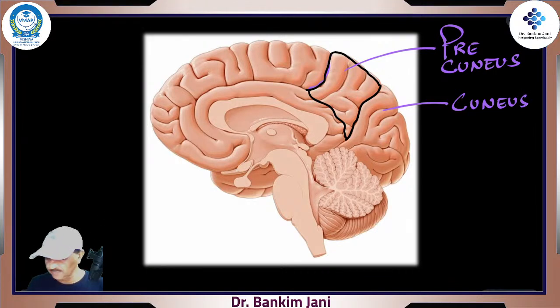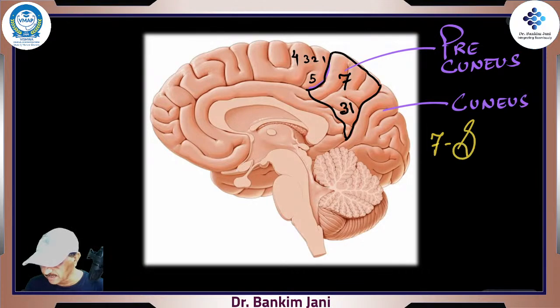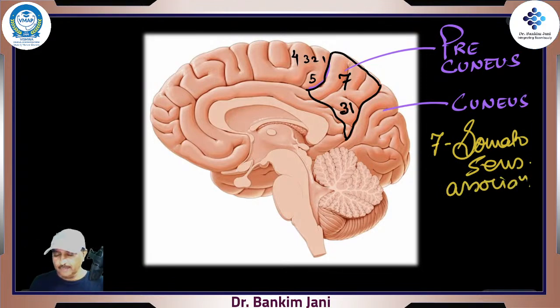How about the areas? This is area 7 and area 31. Well, 7 is fine, it is near the somatosensory area, because this was area number 5, this was area 3, 2, 1, and this was 4. So this is 7. Area 7 is the same somatosensory association. But what about 31?